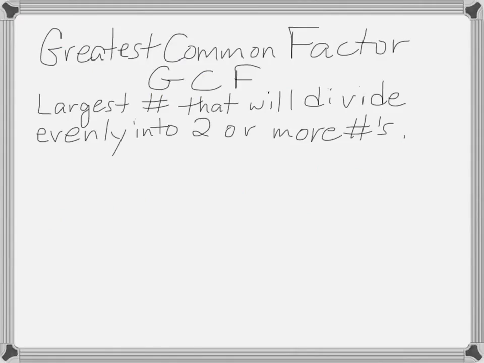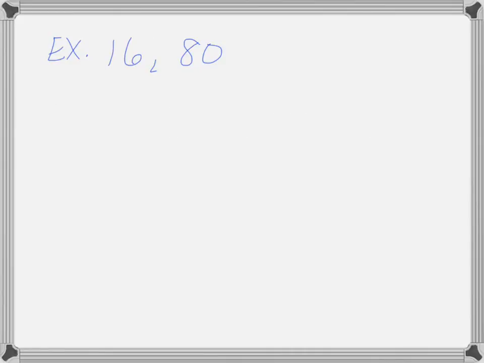Now we're going to talk about greatest common factor, which is used to get common denominators. The greatest common factor is the largest number that will divide evenly into 2 or more numbers. So let's look at 16 and 80. We want to think of the largest number that will divide into both 16 and 80. And again, maybe you can just think of that off the top of your head, maybe not. So if you can't, you start this time with the smaller number, which is 16.